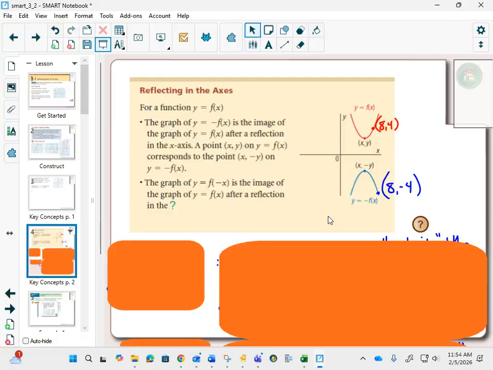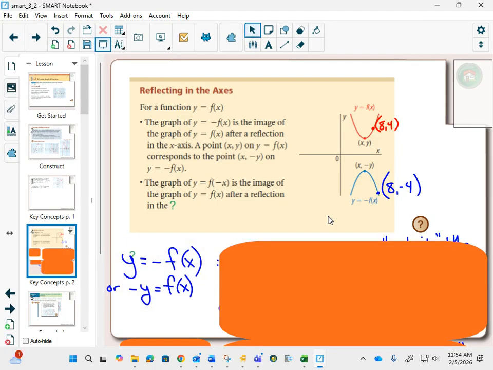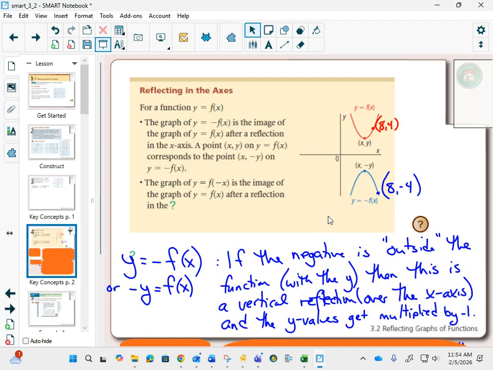And I'd like you on the side to write a note with the negative on the outside. Sometimes that negative is outside there, sometimes the negative could be moved with the y. So write this note down. If the negative is outside the function, aka with the y, then this is a vertical reflection, and a vertical reflection is reflecting it over the x-axis. And as a result, the y values get multiplied by a negative 1.